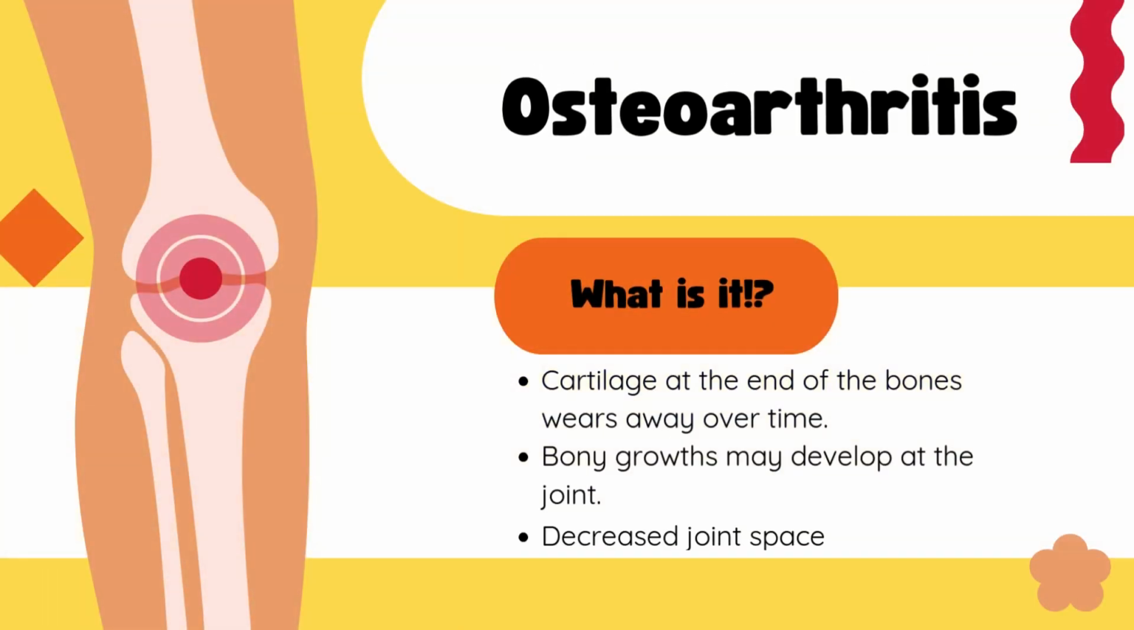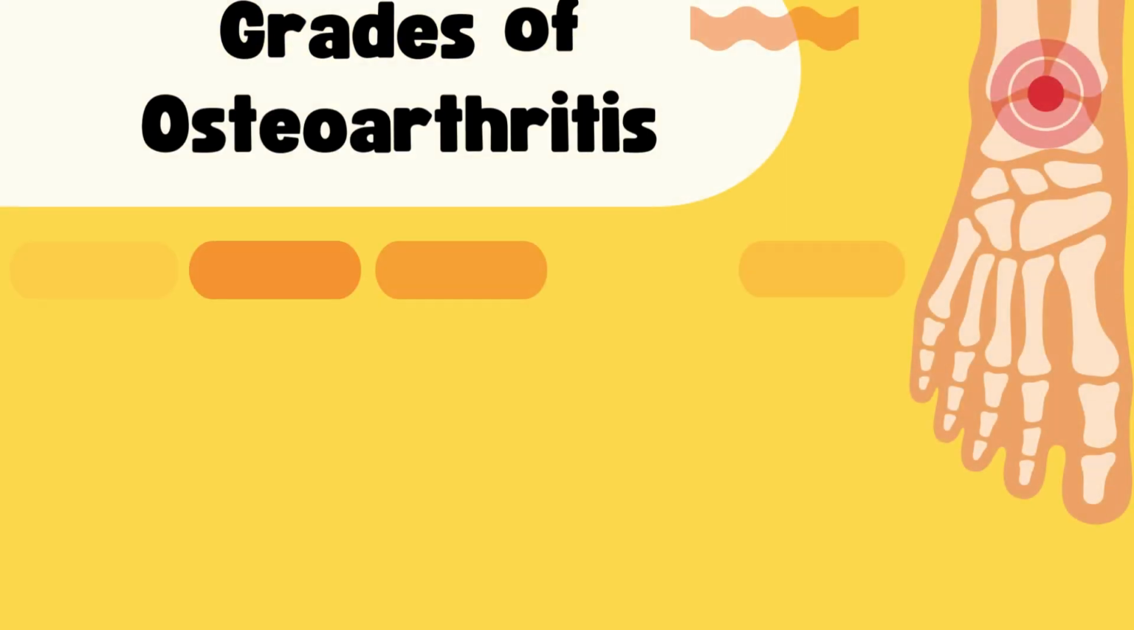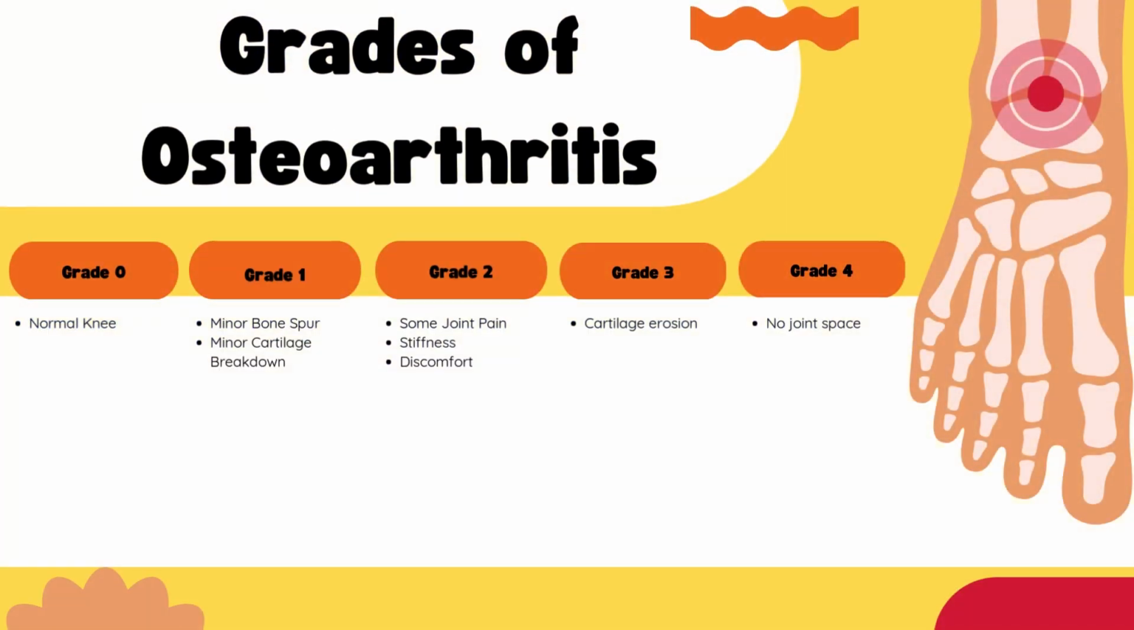So, what is osteoarthritis? Basically, it's the cartilage at the end of the bones wears away over time. You may have some bony growth that develops, which is basically bone spurs for the most part, and then decreased joint space. Those are pretty much the 3 classical things that they are looking at, as well as what happens with osteoarthritis. The grades, there are 5 of them to be exact, and I simplified them a little bit to give some definitive differences.